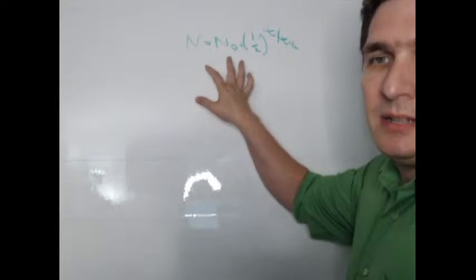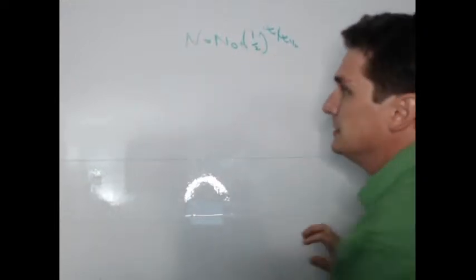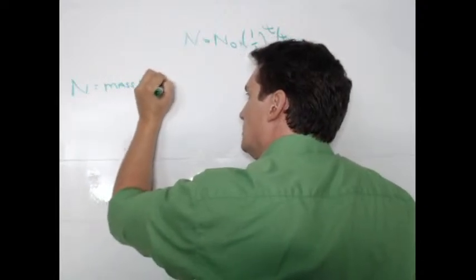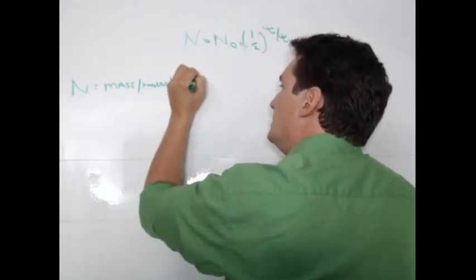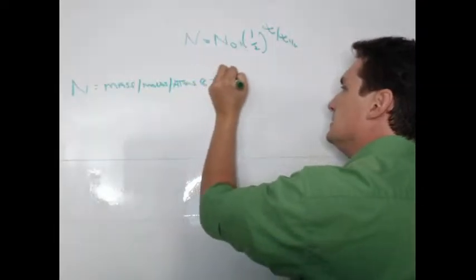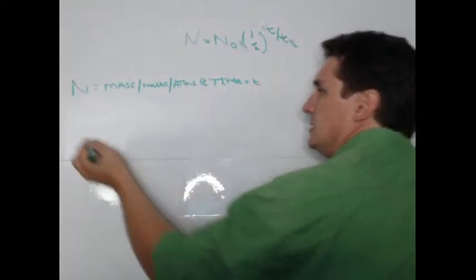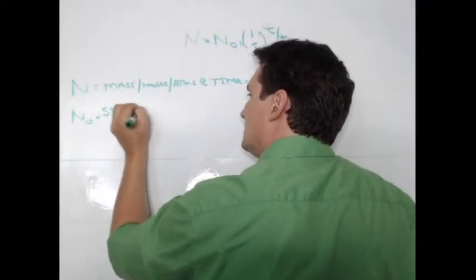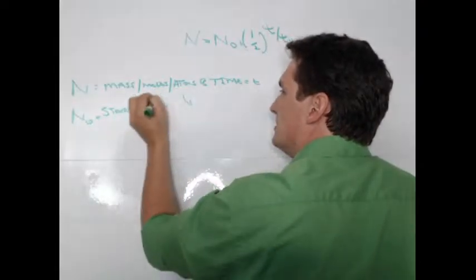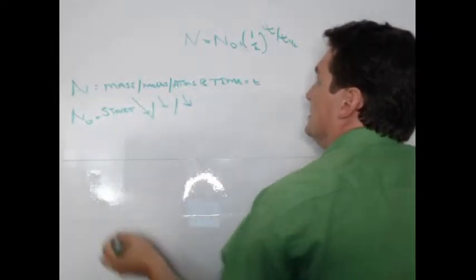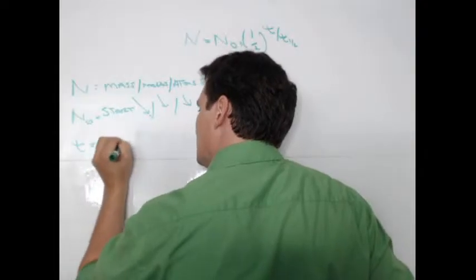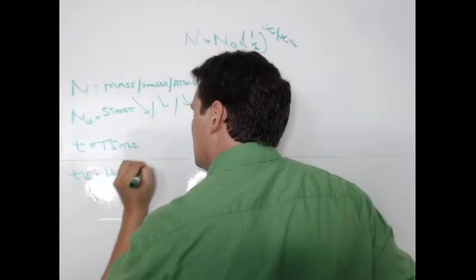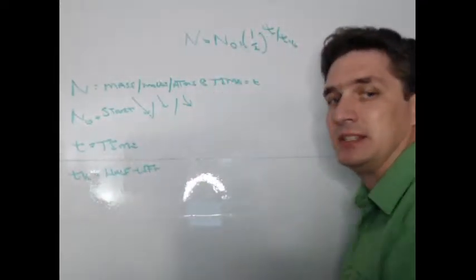So N equals N naught times 1/2 raised to the T over T 1/2. N is mass, moles, or atoms at time T. N naught is your starting mass, moles, or atoms. T is time. And T 1/2 here is the half-life. So this is not T times 1/2, it is T sub 1/2.